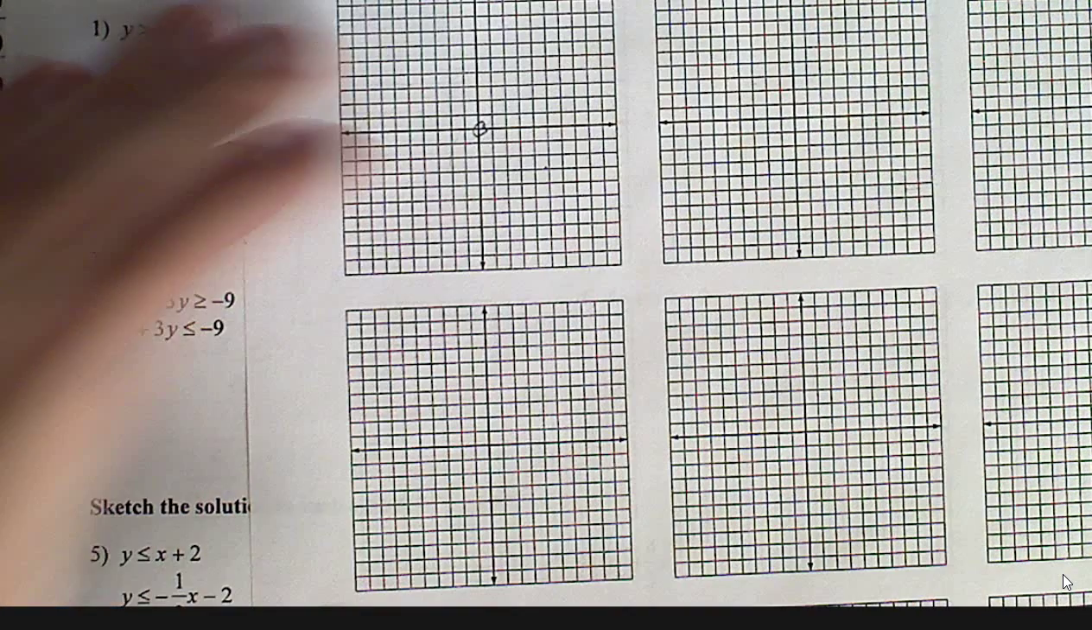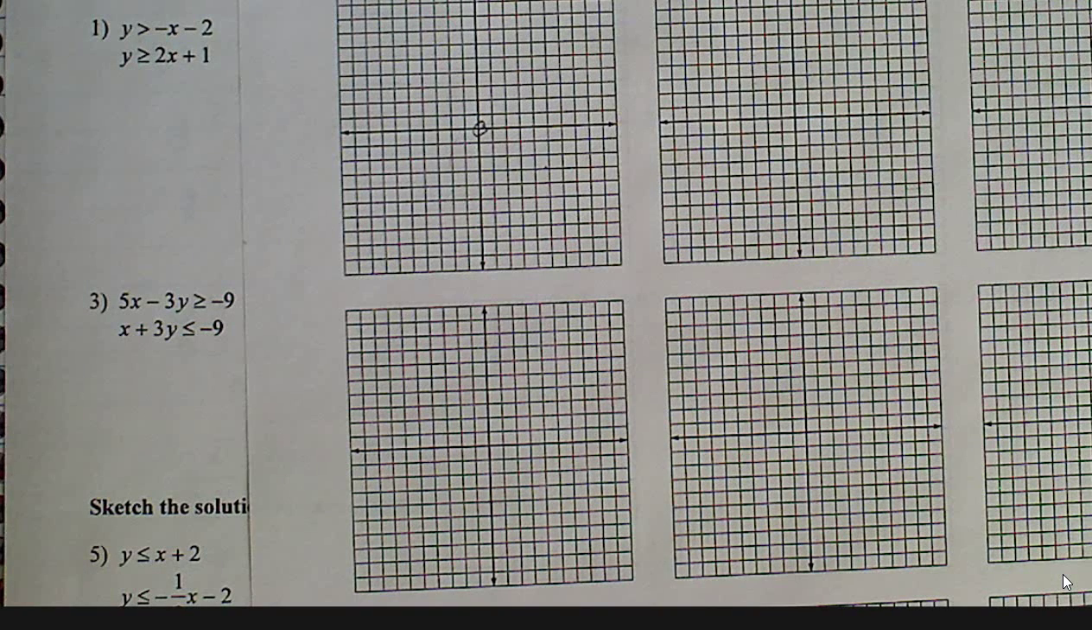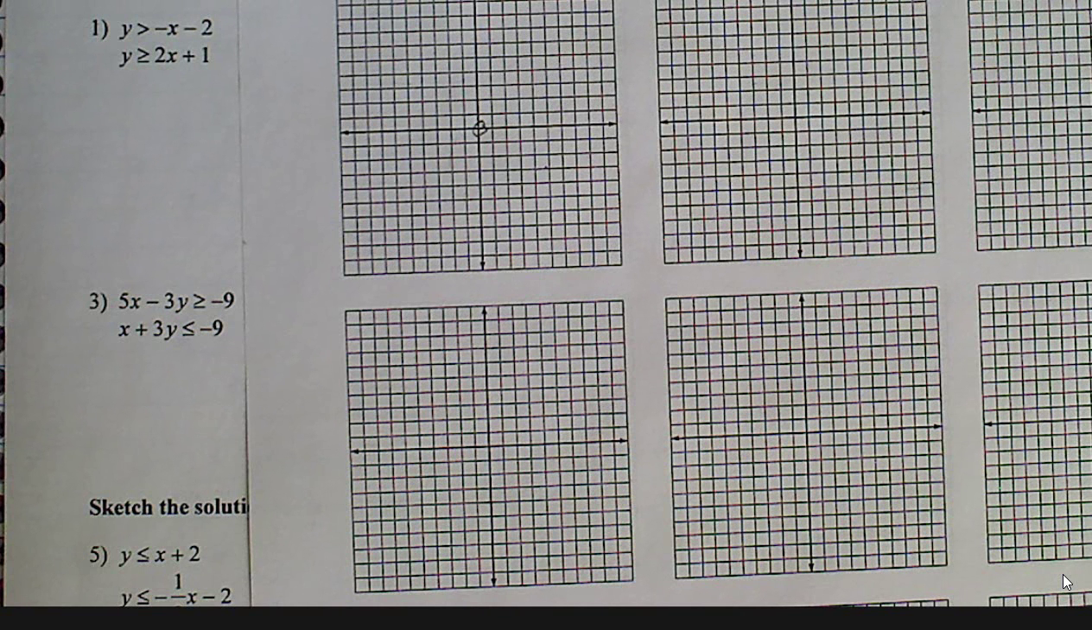All right. So let's look at this one here. Y is greater than negative x minus 2. It's 2017, guys. Open your minds. My mind is somewhat open. My mind is tired. Just because we're in Roundup, Montana, it's 2017.